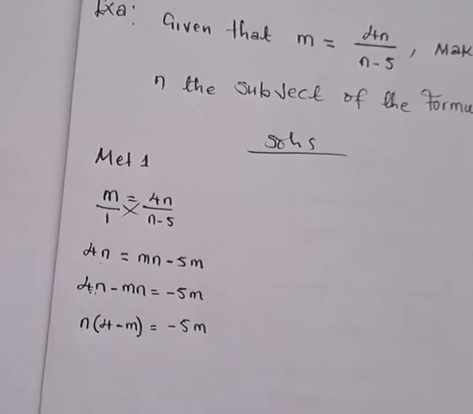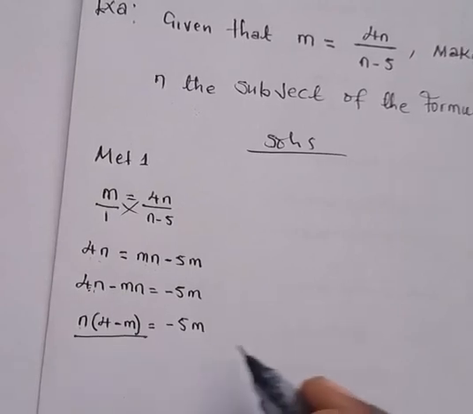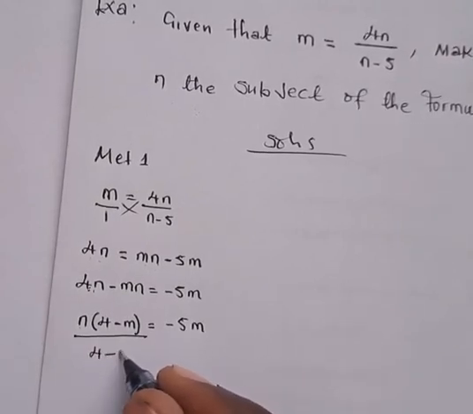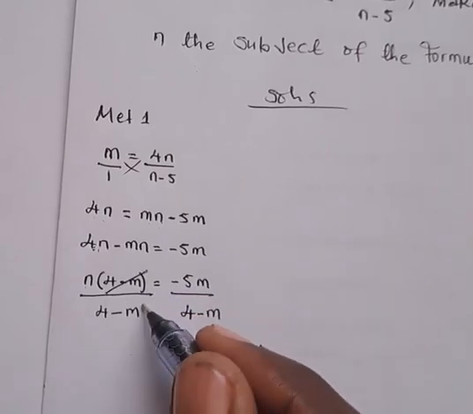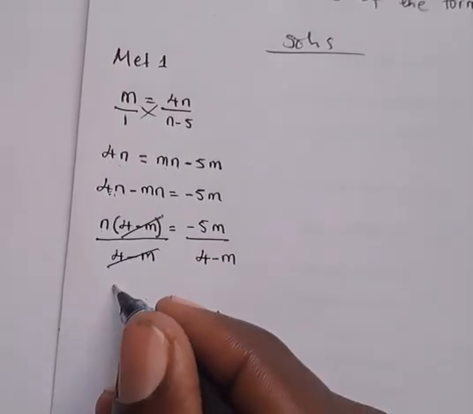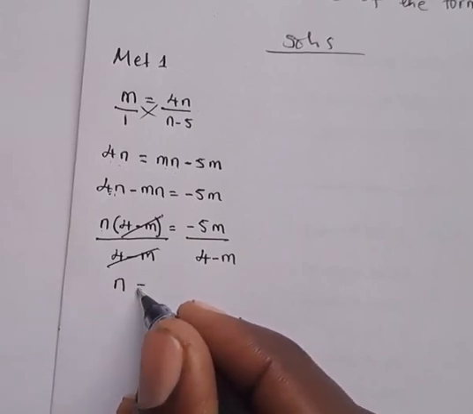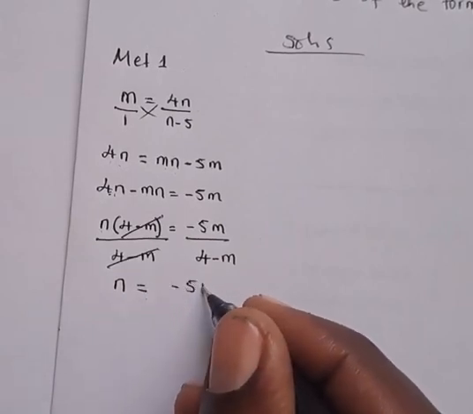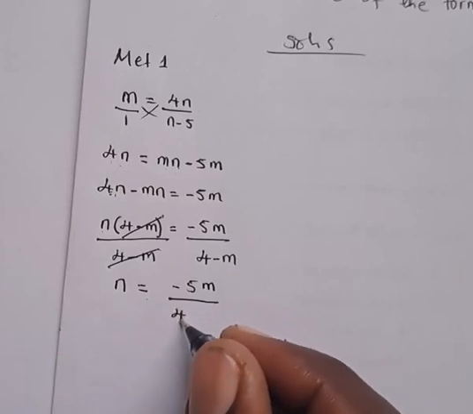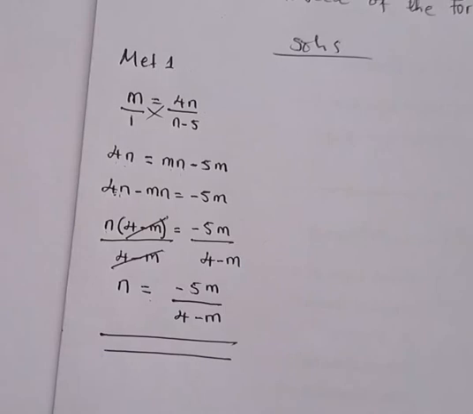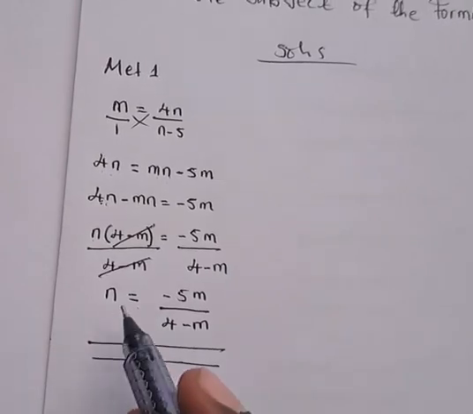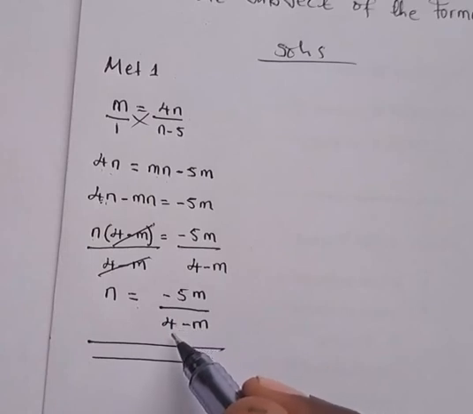Then from here we only have one term. So what do we do? We divide by what is in the brackets, that is 4 minus m. Even here, 4 minus m, so that this and this cancel each other. And then we remain with n is equal to negative 5m over 4 minus m. And there goes our answer. So when we make n the subject, it will be n is equal to negative 5m over 4 minus m.